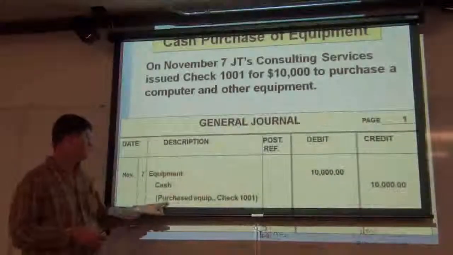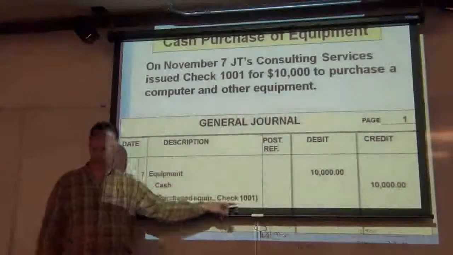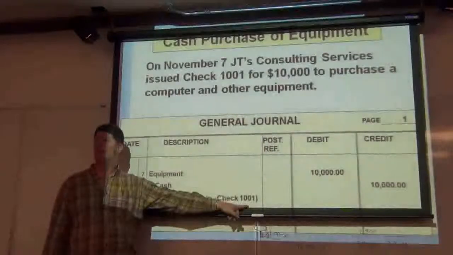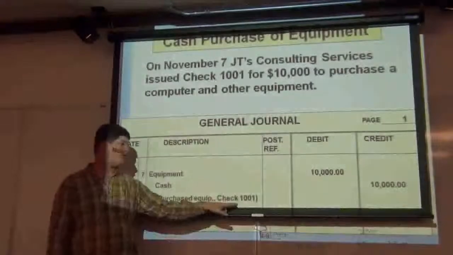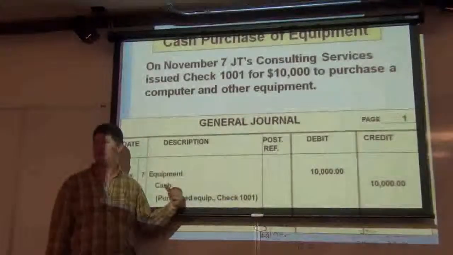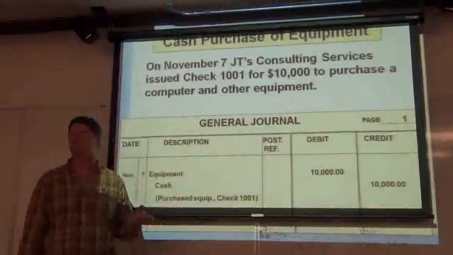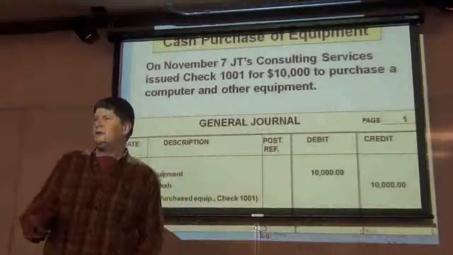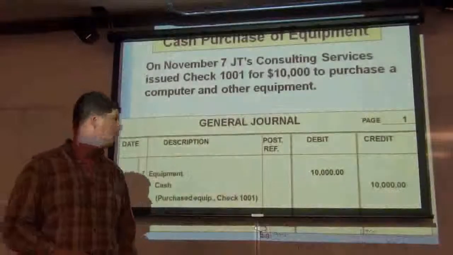Purchased equipment, check number 101. Look, they did good. They told us what check number they wrote, so we can tie it out here and follow it back. If I had to go find this, I could refer to the check and keep looking. The check would tell me who it's made out to, who I bought the equipment from, all kinds of good stuff. Okay?